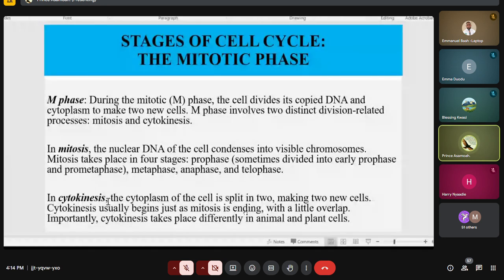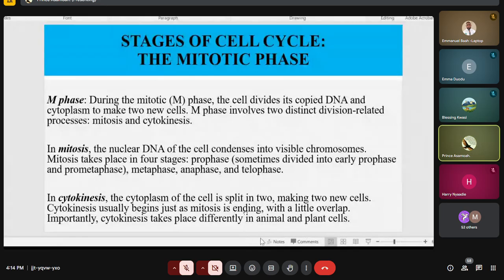Then you have the cytokinesis stage, where we say the cytoplasm of the cell is split in 2, making 2 new cells. Cytokinesis usually begins just as mitosis is ending, with a little overlap. Importantly, cytokinesis takes place differently in animals and plants. So just when mitosis is ending, cytokinesis begins and then ends the process. Now we have 2 daughter cells.